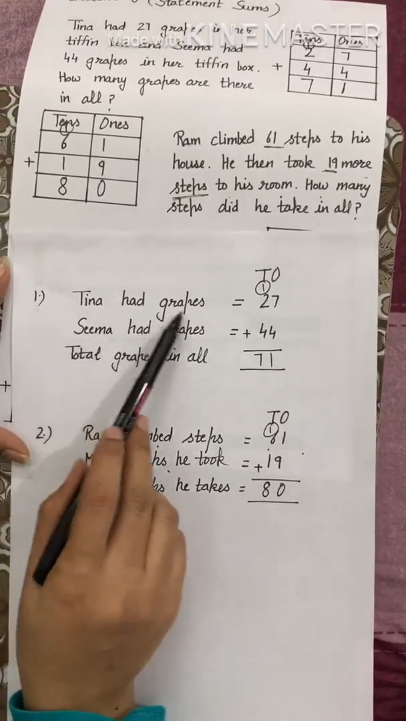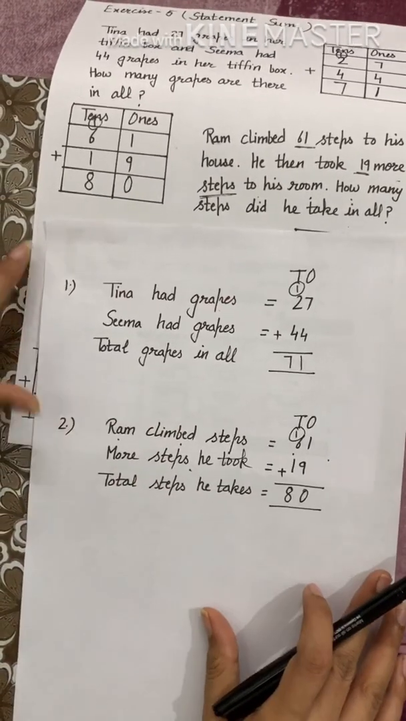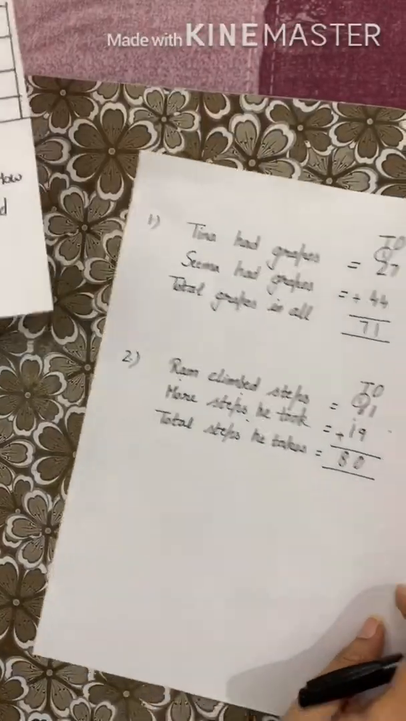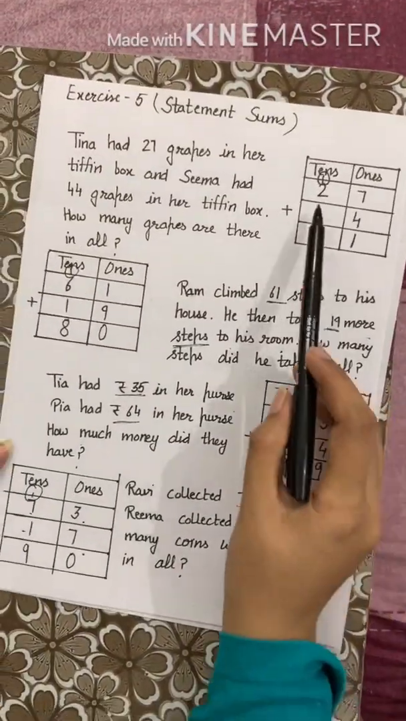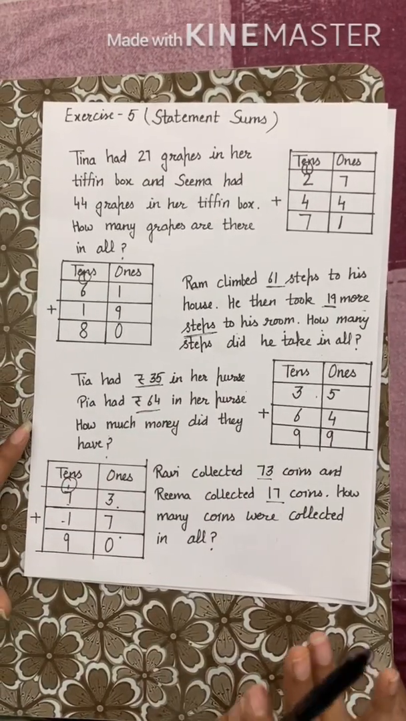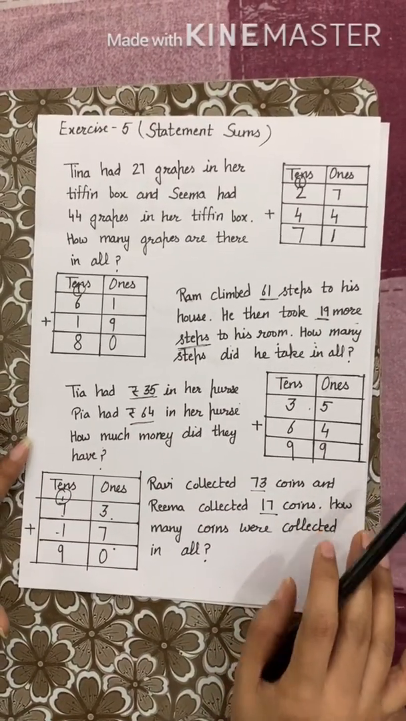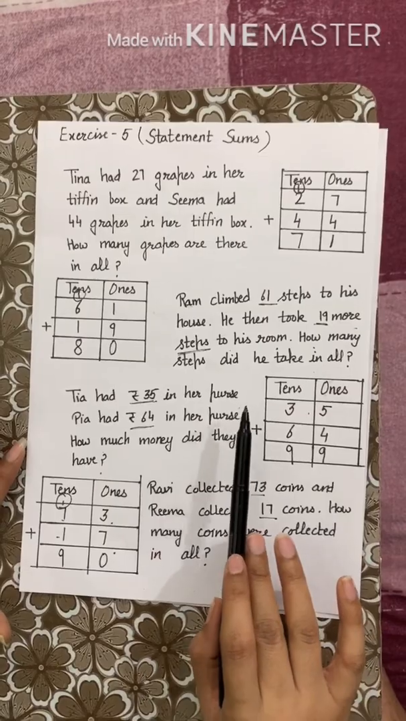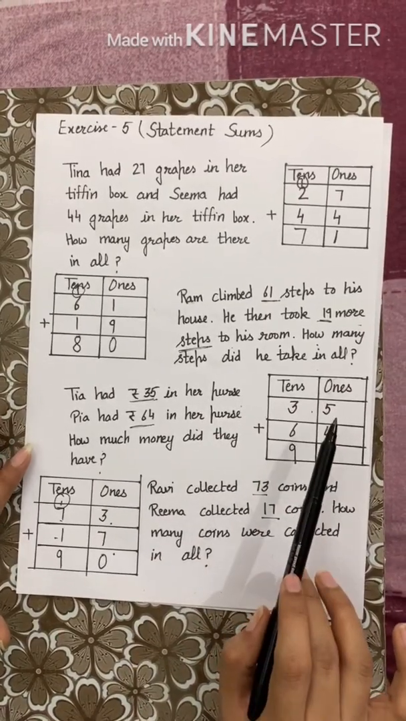You will be writing with the statements in your notebook, and in the book you just need to write in the columns, in the space provided, and then add them. These are the statement sums. Try to do them, practice them. If you find any query, do ask me personally.